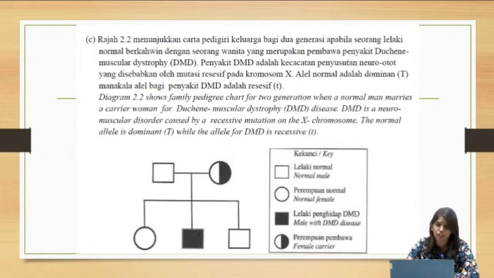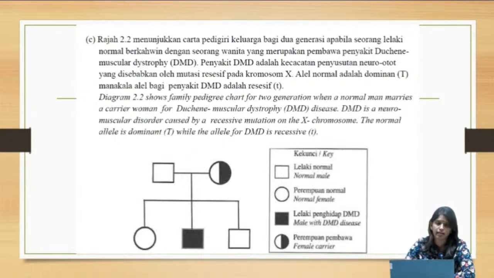This disease is actually caused by a recessive mutation on the X chromosome. So the normal allele is dominant, capital T, while the allele for DMD is recessive, indicated using small t. And if you look at this pedigree, when a normal man marries a carrier female, the first child is a normal female, the second child shown over here is a son with the disease, and the third one is a normal male.